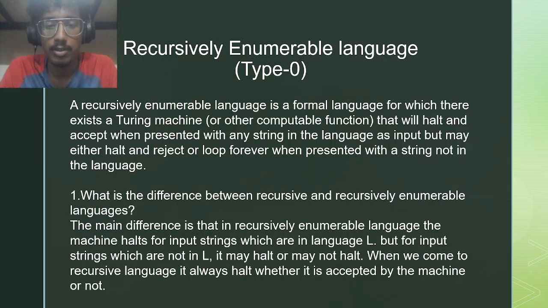What is the difference between recursive and recursively enumerable languages? The main difference is that in a recursively enumerable language, the machine halts for input strings which are in language L, but for input strings which are not in the language, it may halt or may not halt. When we come to a recursive language, it will always halt, whether the string is accepted by the machine or not.